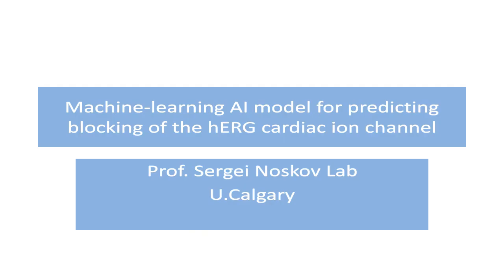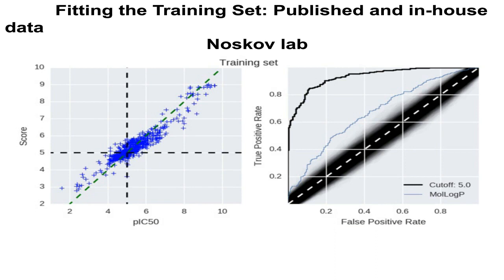But what this work led to was interactions with Sergei Noskov, who's a prof down at the University of Calgary. He's an expert in machine learning, and he's developed an artificial intelligence model for predicting the ability of drugs to bind and block the hERG channel. So I do not have time to go through all the details, and he would be better equipped to do that rather than I. But essentially, he's come up with a machine learning model that very well predicts the ability of different drugs to bind and block the ion channels.